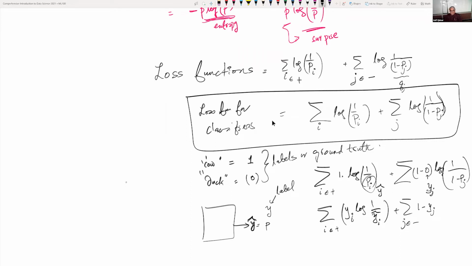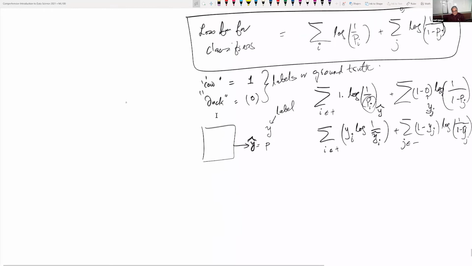And of course, yj is 0, right? For ducks, the label is 0. So 1 minus yj will make it 1, right? And this is just mathematical cleverness, guys. The reason I'm mentioning it is we'll do the opposite journey in your mind. And this is yj hat, right? This expression now is the end of the intellectual journey.